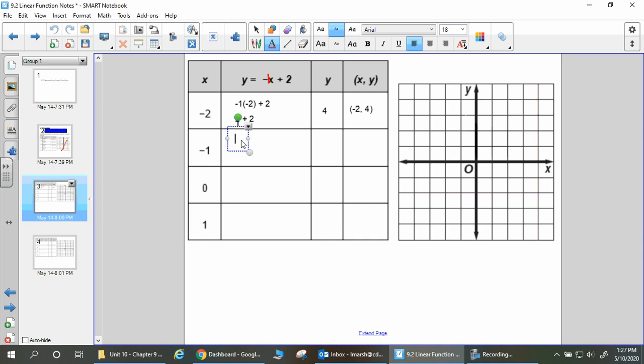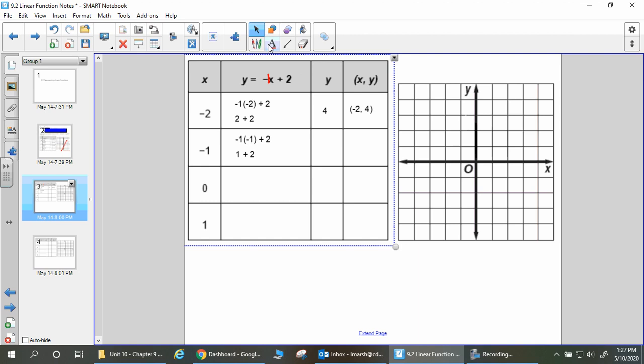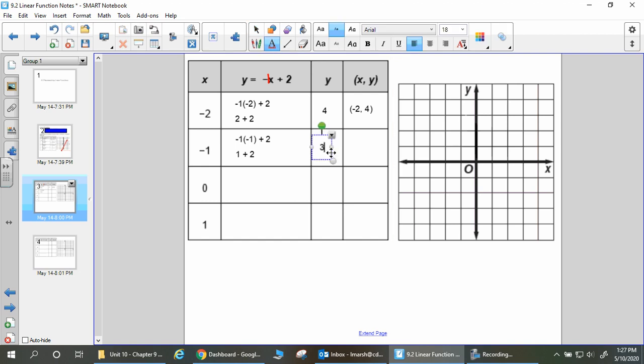So I'm just going to keep going through this. We have the -1 in front. This time x is -1, and we're going to add 2. And so -1 times -1. This is multiplying, remember? So +1 plus 2 is going to give me a value of 3. So -1, 3.